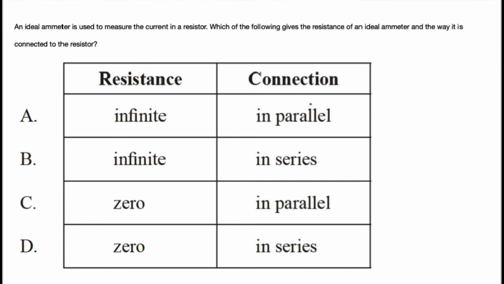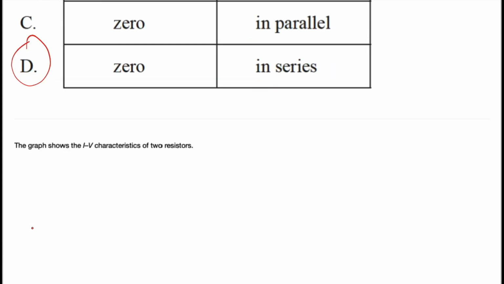An ideal ammeter is used to measure the current in a resistor. Which of the following gives the resistance of an ideal ammeter and the way it connects to the resistor? So 0 resistance and connected in series.